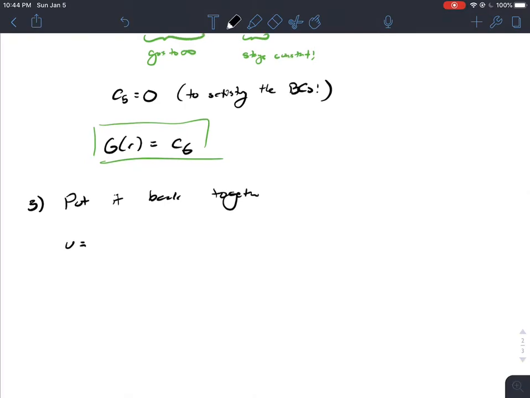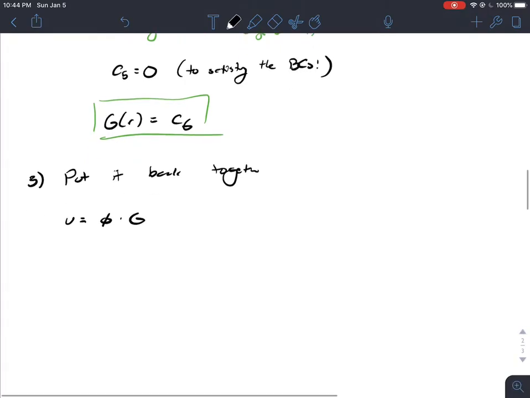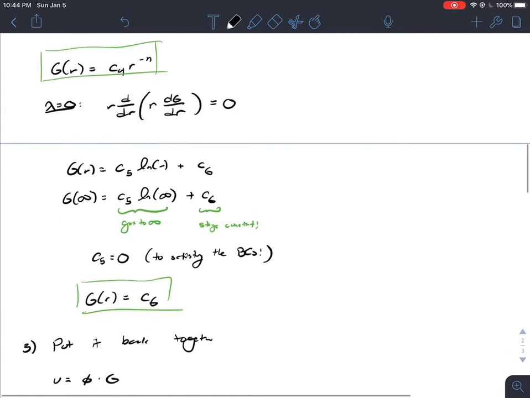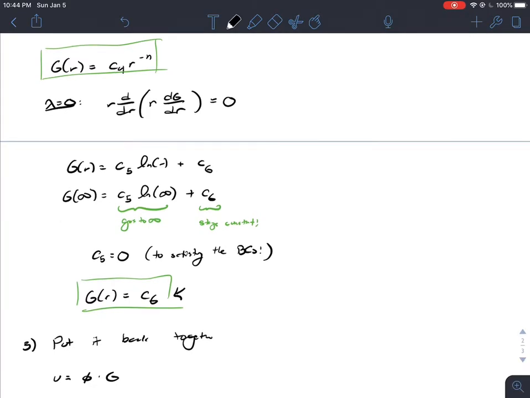Remember that we define u as equal to phi times g. So therefore, u of r theta is going to be equal to the product of these two, right? So let's take a look at the lambda equals 0 terms first. When lambda is equal to 0, g of r is equal to a constant here.